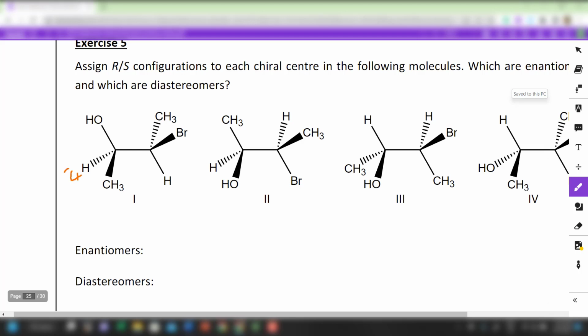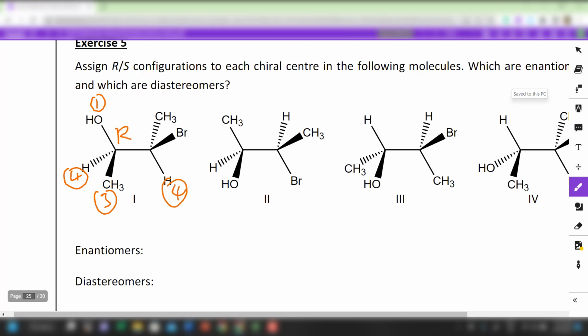If we were to do it properly, H will have the lowest priority, then of course oxygen highest priority, then CH3 usually is the third, and in this case we have CBr, so this is the second one. I mean this group is number 2, but I think you know what I'm trying to say. So it's number 2. Then if we go from 1 to 2 to 3, we put our eyes here. This is clockwise, so this will take on the R configuration. We do the same here.